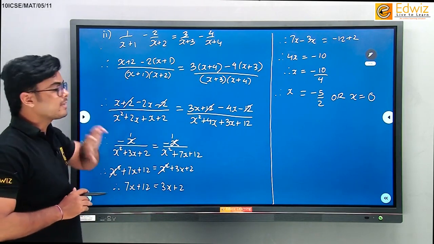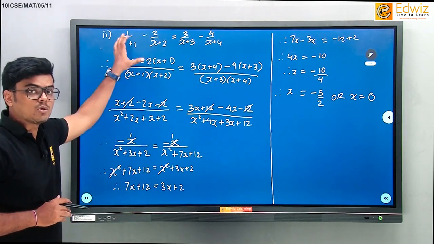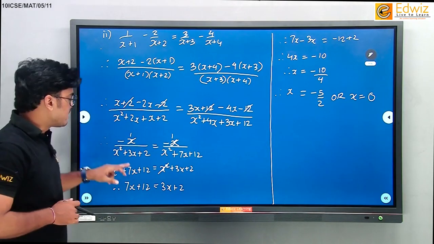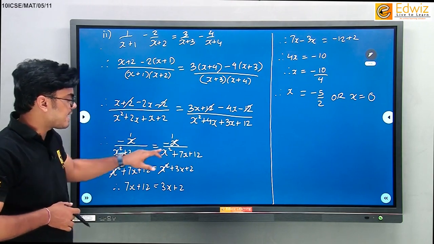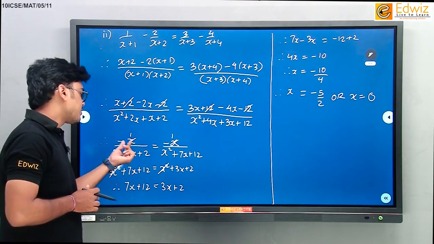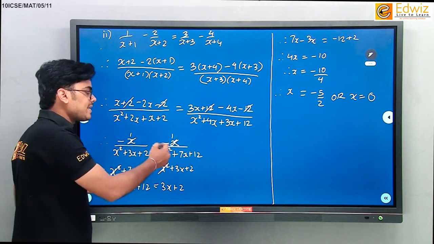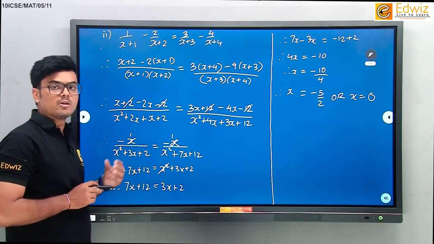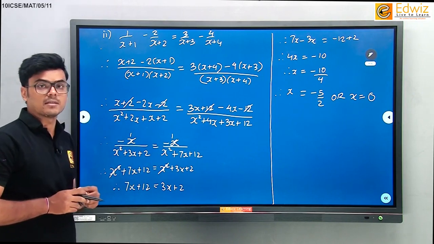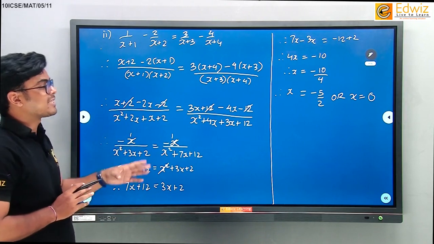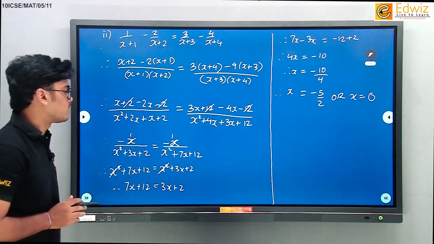You need to justify that by substituting 0 instead of x in the main equation, or at any other step you can write that. Here also, before cancelling this x, if I substitute 0 instead of x, it will become 0 upon 2, and on right side it will become 0 upon 12. So 0 is also satisfying the equation, right? So both the values of x are possible solutions, -5 by 2 or x equal to 0.